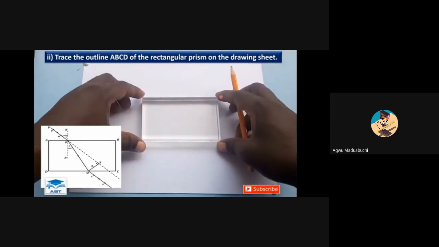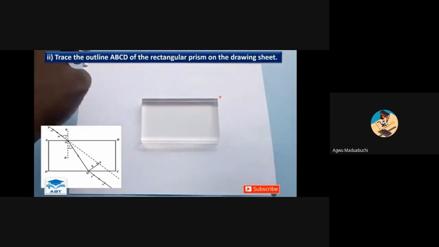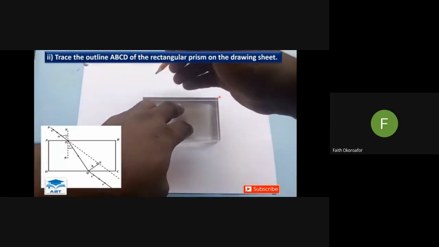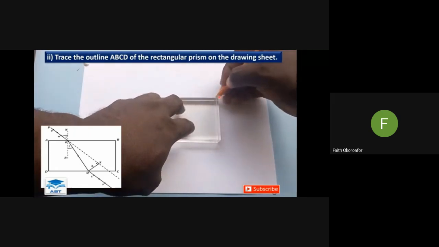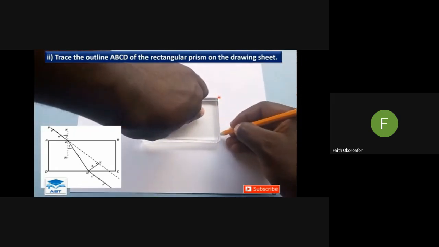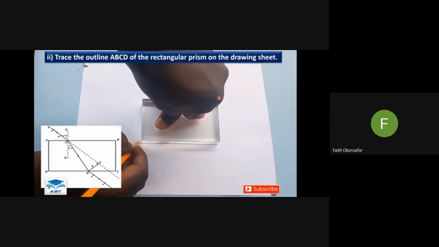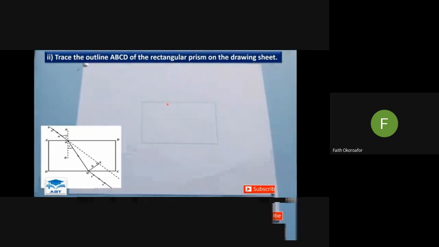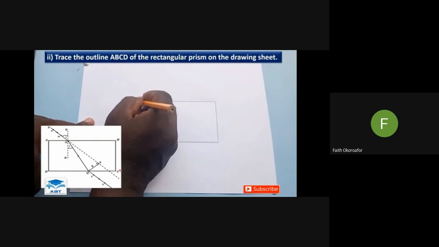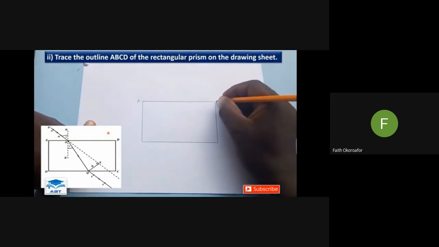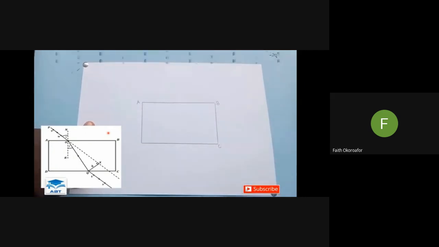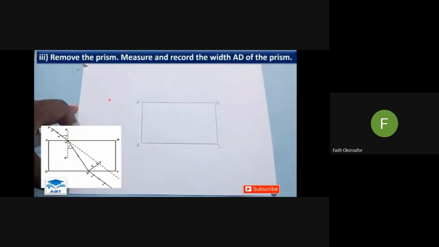So that's the rectangular glass block. Can you see the rectangular glass block? Yes, sir. So you will have to trace the rectangular glass block with a pencil. That's what he's doing. In the instruction, they will ask you to label the trace either as ABC or PQRST or something. So that is the labeling. It has just been labeled A, B, C, D.